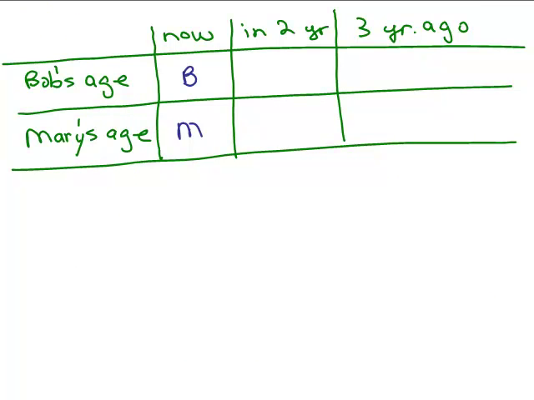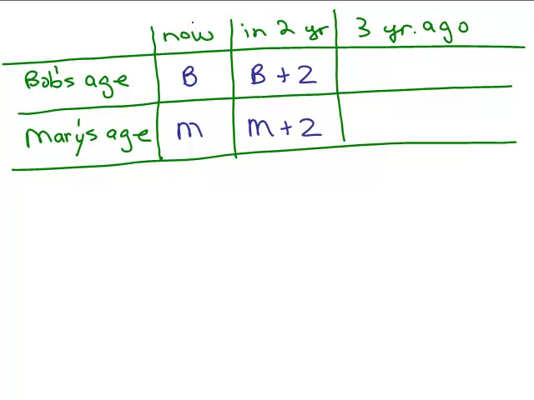Now here's another way of thinking about it. Bob's age now, let's just say, is B, and Mary's age is M. Then in 2 years, how old will he be? Well, think about how old you would be in 2 years. You would be 2 years older, so what would you do to your age? You would add 2 years to it. So whatever Mary's age is, she would add 2 years to it. In 2 years.